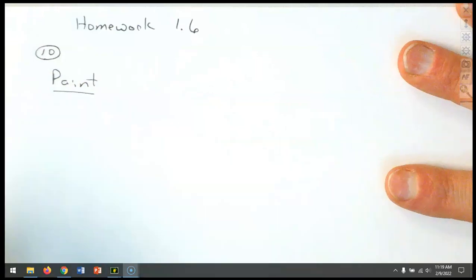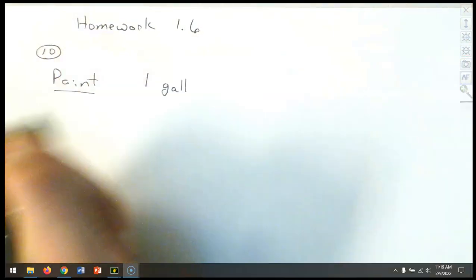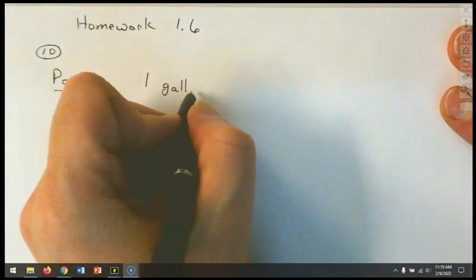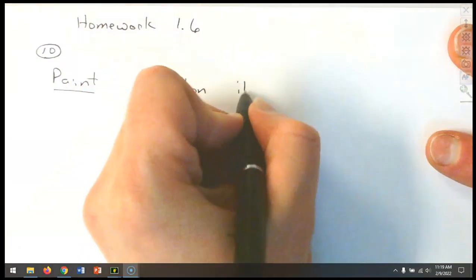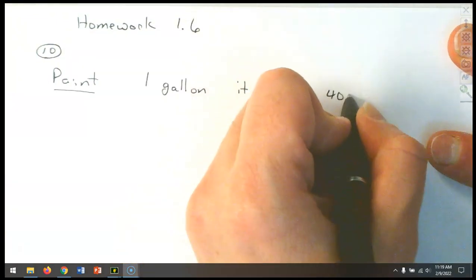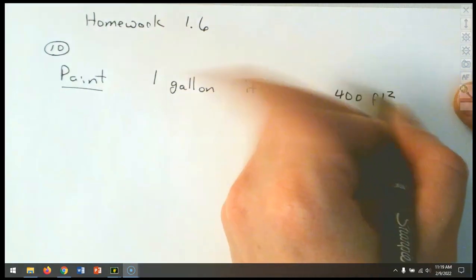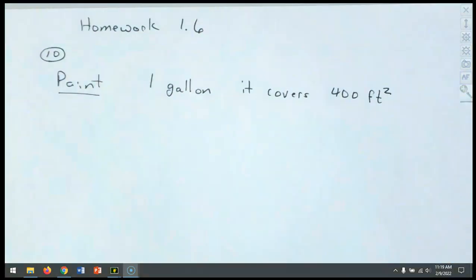When we talk about the paint, we have 1 gallon. So we've got 1 gallon of paint, and it covers 400 square feet. So that's what we've got. Now we need to see if we can actually paint this room or not. We may be able to, we may not. Some of the decorators can paint the room, some of the decorators cannot.